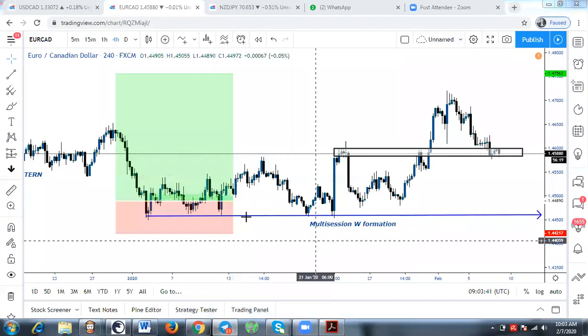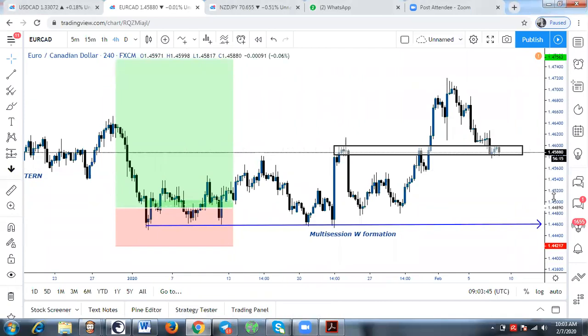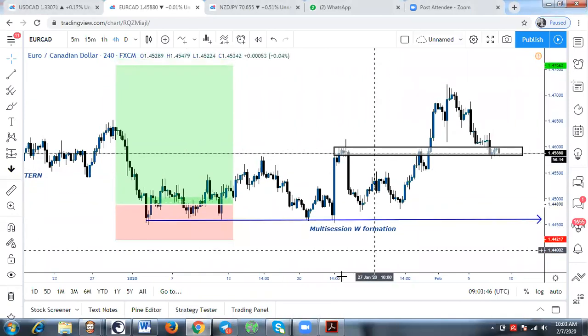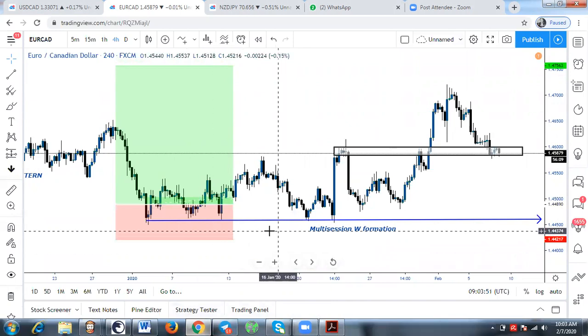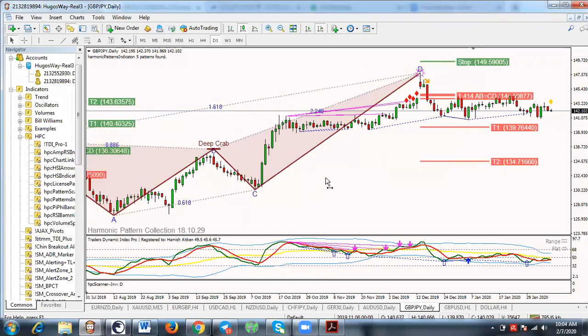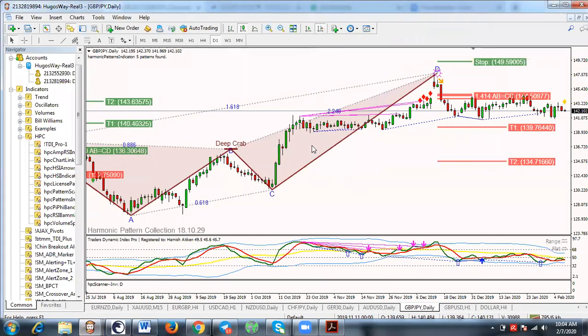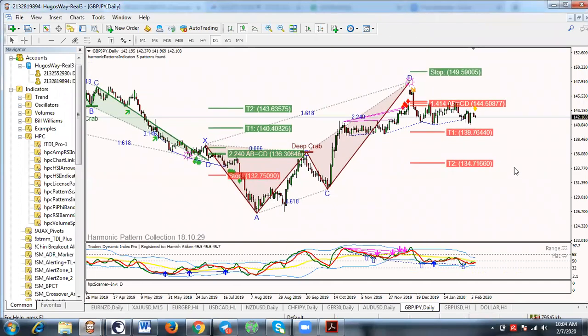Just go through them. All right, so let's go through. Let's look for a fresh pattern that we can actually use as an example in this training class. So as usual, my routine, I'll go to the harmonic scanner. I actually prefer the higher time frame because I believe it takes time for the patterns to form, and they are actually more reliable.